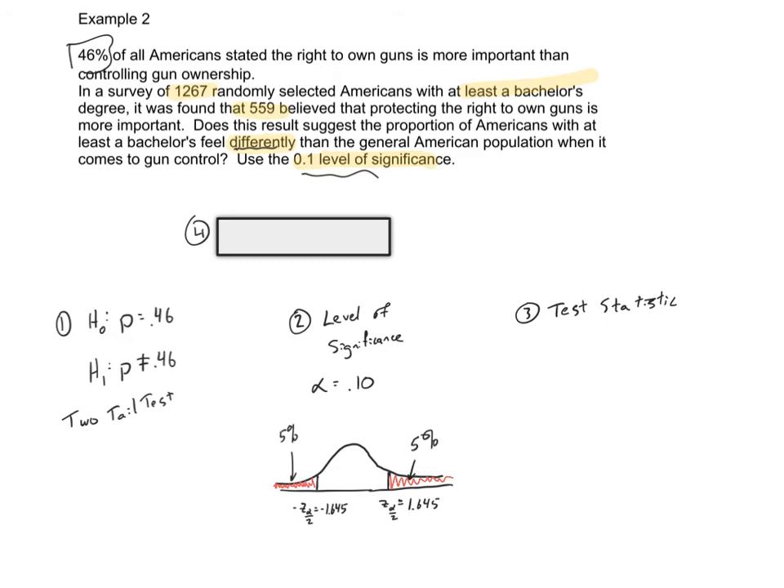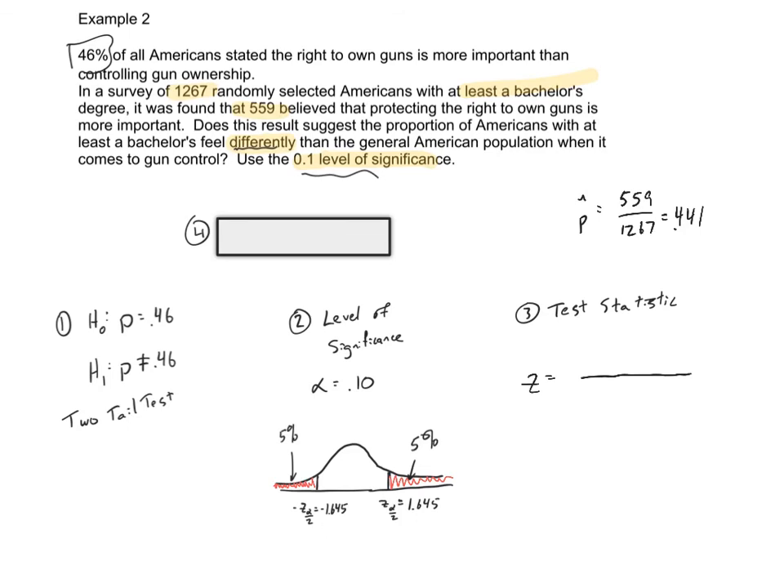Step 3, test statistic. All right, z equals p hat. I don't have that yet, so let's find it. P hat is 559 divided by 1267. And I'm going to do that in my calculator right now because I don't have it in front of me. And it's 0.441, 44.1%.